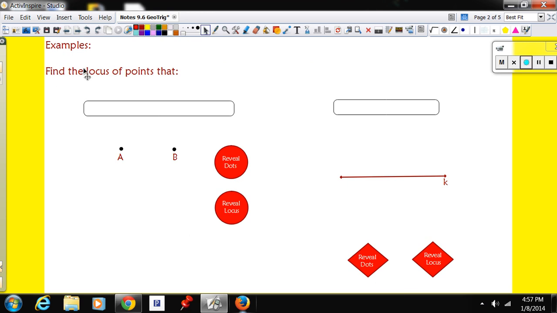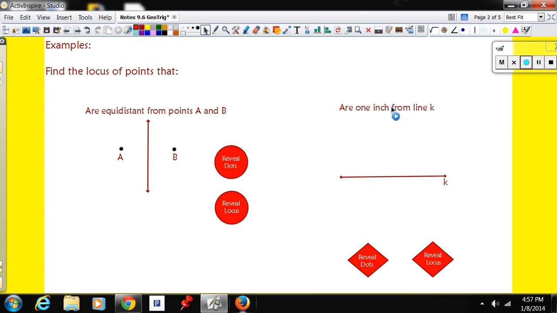Okay, so here are a couple of quick examples. Find the locus of points that are equidistant from points A and B. I want to find every dot that is the same distance from A as it is from B. Here are just a few of the dots. These dots are all the same distance from A as they are from B, and your locus would be a line. That line would be the same distance away from those two points.